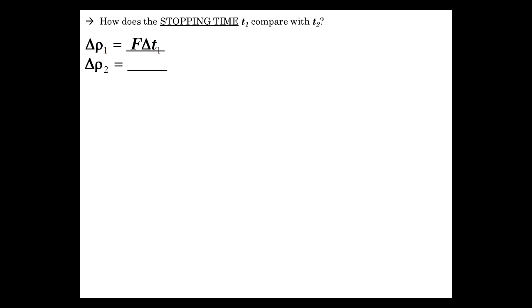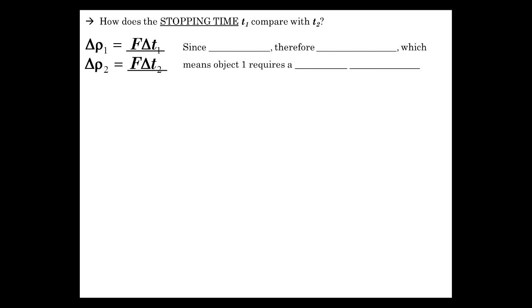So now let's look at the stopping time. The time, t1 compared to t2. We know the distances are the same. You might be able to have an intuition about this already. The change in momentum 1 is F delta t. The change in momentum 2 is F delta t as well. So 1 and 2 are subscripts. Now, the momentum of object 1, the greater mass, was greater than object 2, even though their kinetic energies were the same. So F delta t1 is greater than F delta t2.